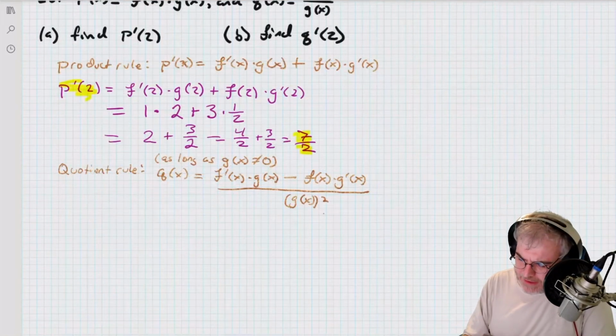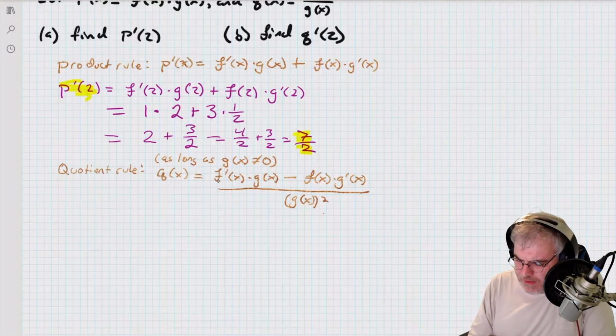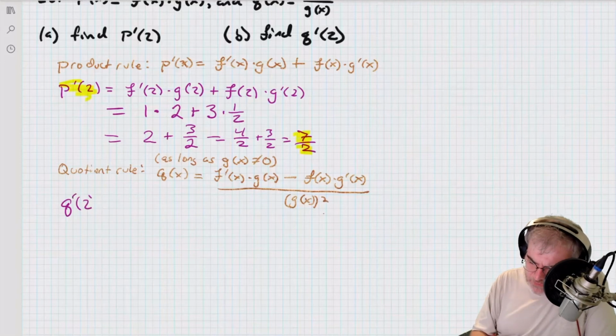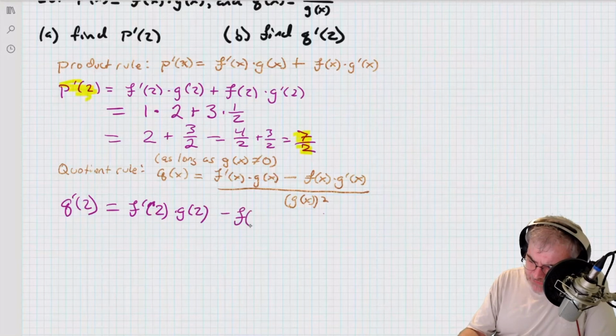Okay, so let's look at part B again. The quotient rule, as long as g of x does not equal 0, says q prime of x equals f prime of x times g of x minus f of x times g prime of x all over g of x squared. So let's put that in. Q prime of 2 is going to equal f prime of 2 times g of 2 minus f of 2 times g prime of 2 all over g of 2 squared.